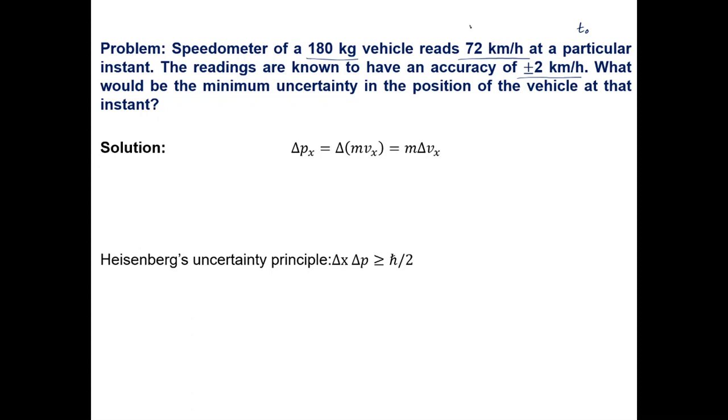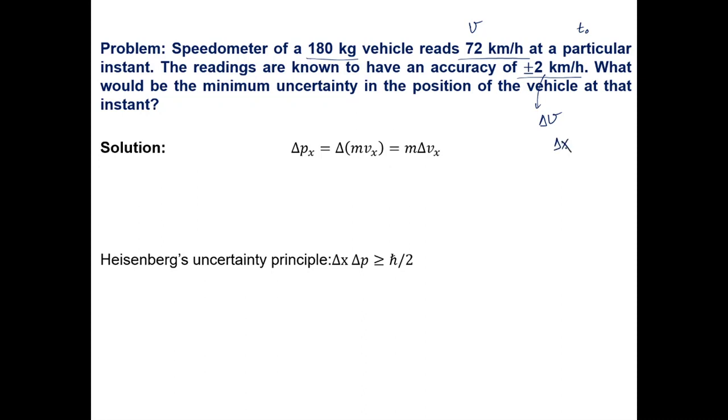Now this is speed, and this is velocity. So this is nothing but delta velocity. What would be the maximum uncertainty in the position of the vehicle? So what do we have to find? We have to find the delta x.